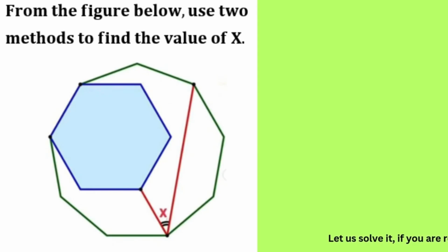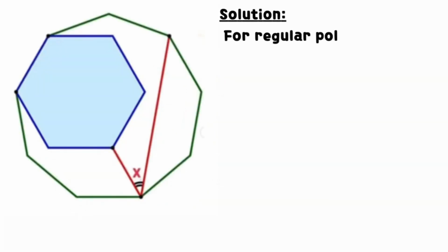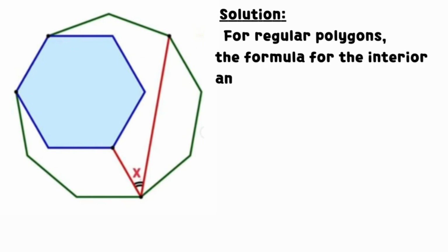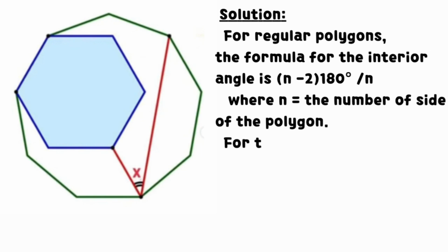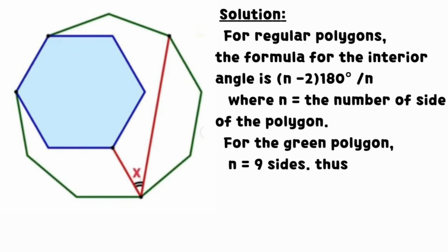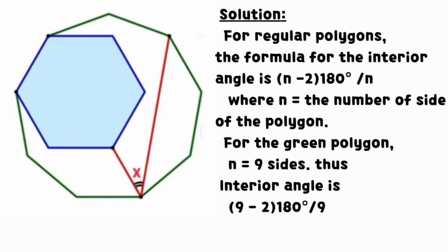Consider the given figure. Use two methods to find the value of angle x. For regular polygons, the formula for the interior angle is the product of 180 degrees and n minus 2, all divided by n, where n equals the number of sides of the polygon. For the green polygon, n equals 9 sides. Thus, interior angle is 180 degrees multiplied by 9 minus 2 all divided by 9, which equals 140 degrees.